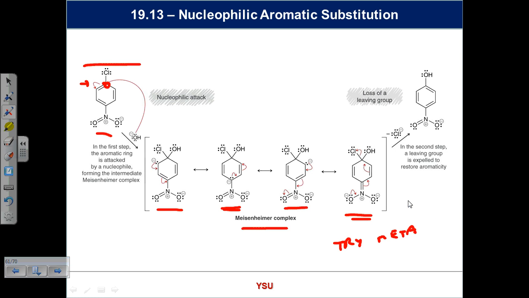Fourth quarter, here we go. So this is a way of substituting on benzene, which is the opposite of what we did previously. We substituted a hydrogen previously with electrophiles. Now we're substituting a leaving group with a nucleophile. It's quite different. So that's sort of it for that.